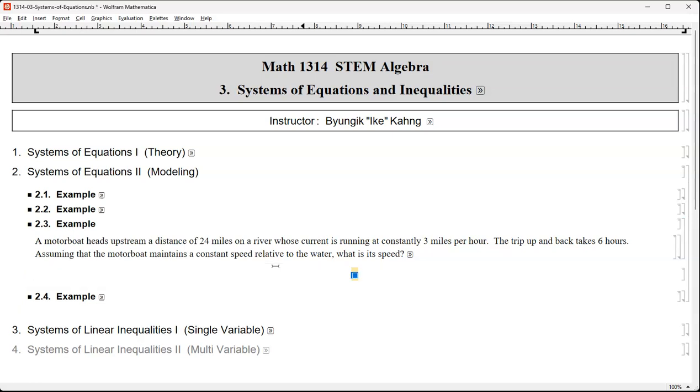Let's do one step at a time. Eventually, this problem is looking for this. What is v, where v is the speed of the boat? And then clearly the speed of the boat must exceed 3 miles per hour. Otherwise, it cannot go upstream at all. And then the net speed going up will be less than this v. By how much? By 3 miles per hour. The water is running constantly at 3 miles per hour.